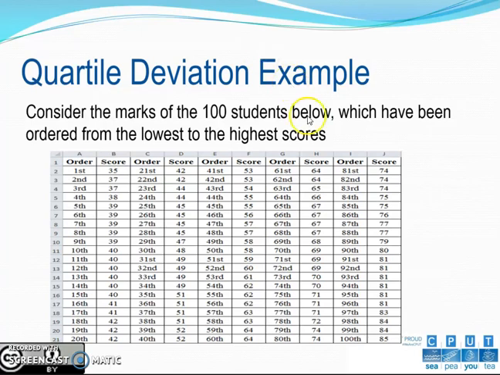Now, of course, to further explain the example, we have a question that says below, consider the marks of the 100 students below, which have been ordered from the lowest to the highest score. As you'll notice, the first student scored 35, and the last one, which is the highest, scored 85. The quartile tells us about the spread of your data set by dividing the data set into quarters, just like the median divides it into half. The first quartile, Q1, lies between the 25th and the 26th value, and then the second quartile lies between the 50th as well as the 51st value, or the 51st student's mark, and then the third quartile, Q3, lies between the 75th as well as the 76th student's mark.